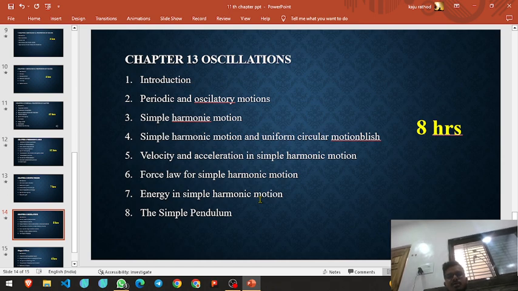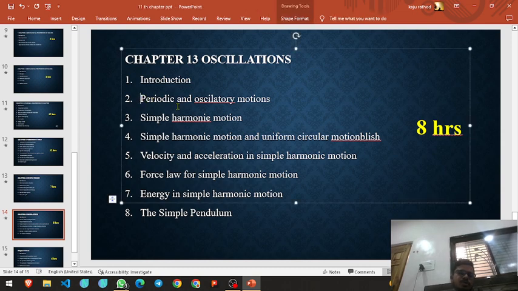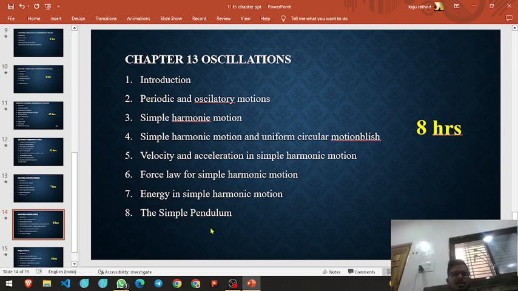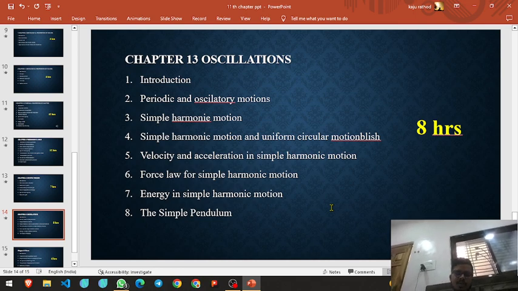Then our next chapter is oscillation. First of all, we are going to introduce some concepts about how oscillation occurs. We are going to study harmonic motion, simple harmonic motion, uniform circular motion, velocity and acceleration in simple harmonic motion, and the force law of simple harmonic motion. The estimated time for that is about 8 hours.